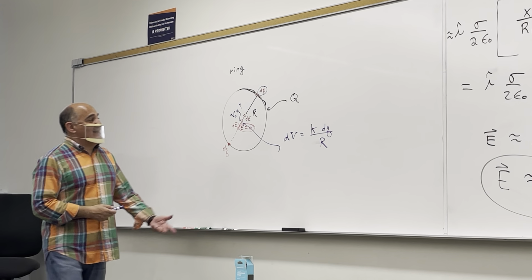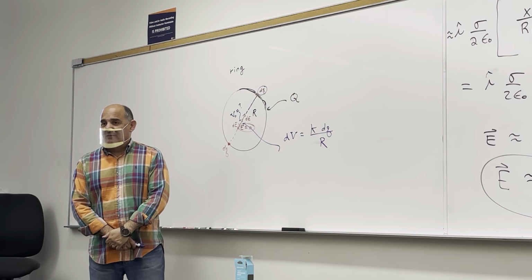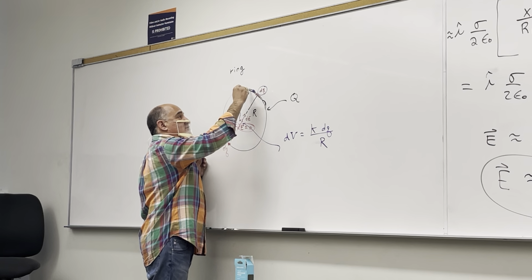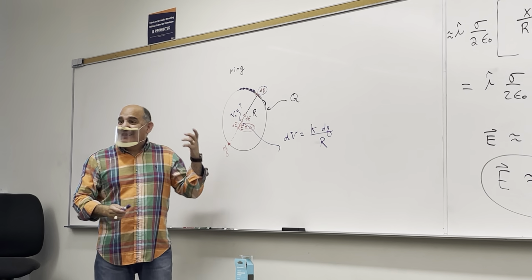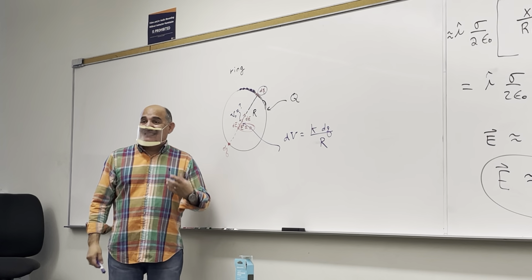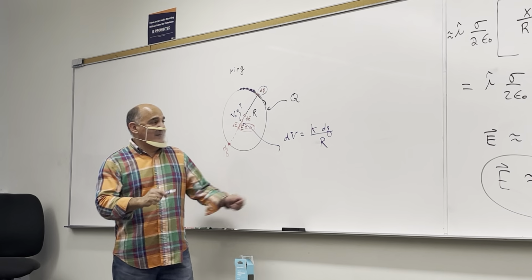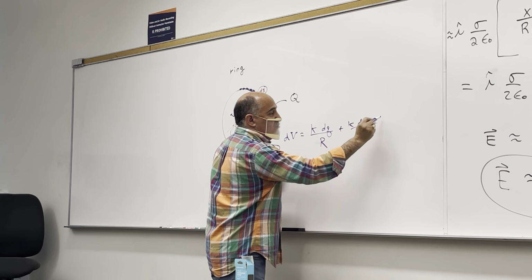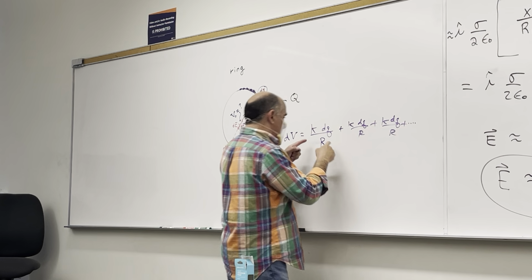Now, how do I get the potential there due to all the charge? Integrate from 0 to 2π. Then I have to find the potential there due to the next little bit of charge and the next one and the next one and the next one. Can you see that every little bit of charge is at the same distance away? So it's like adding this to this, and so on. But that's the integral.